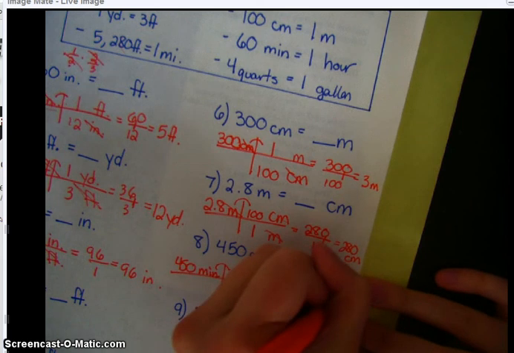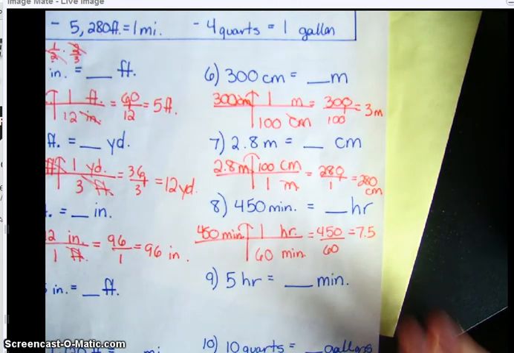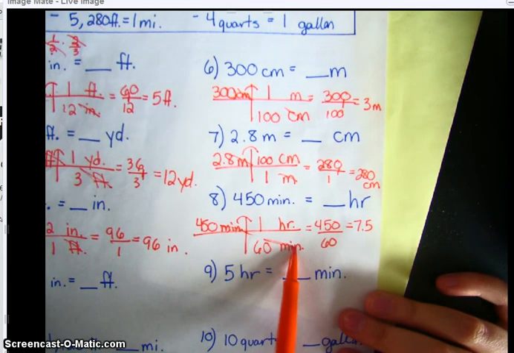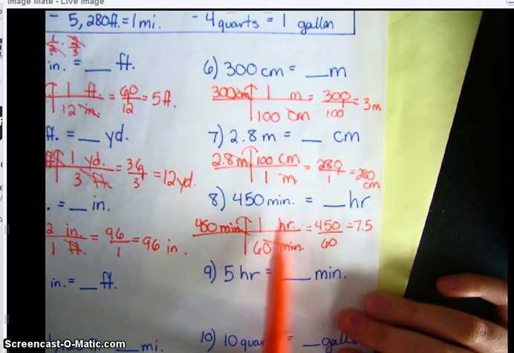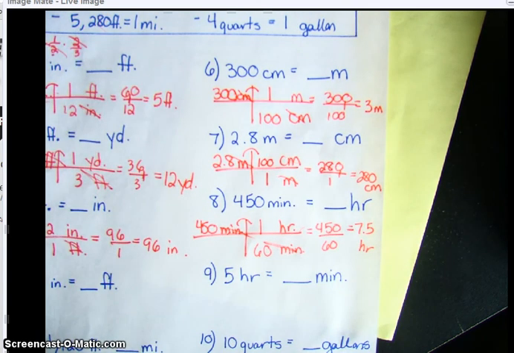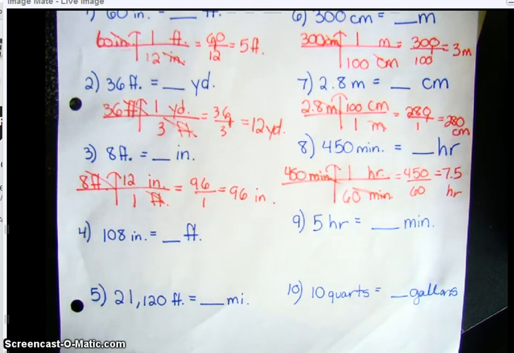So 7.5. Okay. Now, again, we're wanting to look at what our units are going to be. Okay, so hours isn't really going to cancel with anything, but the minutes will. Okay, and we are looking at just hours. So this one will be 7.5 hours. I'm going to let you try number 4, 5, 9, and 10 on your own and bring those into class tomorrow.